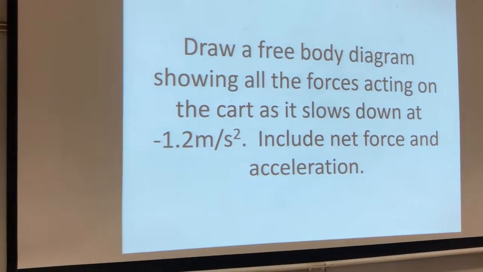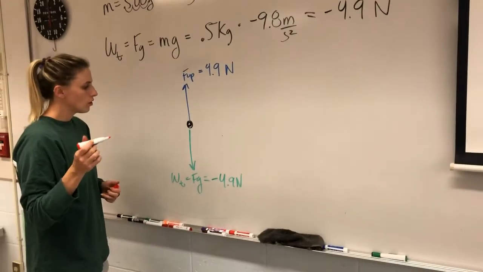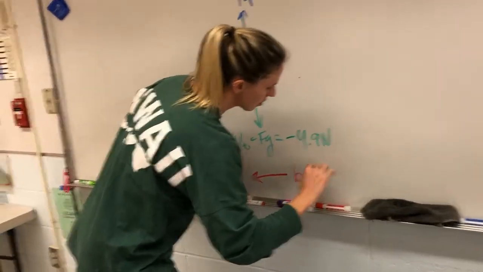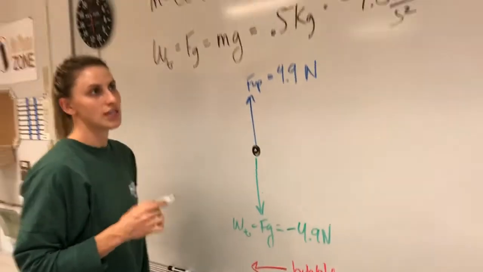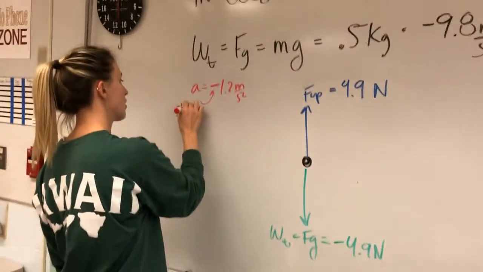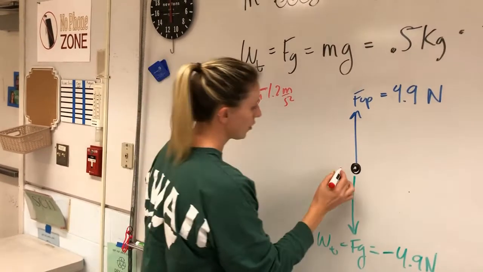What else do we got? It says, what happened to the bubble when the cart slows down? It goes backward. So the bubble goes back. And we know it's a negative acceleration, right? The acceleration is negative 1.2 meters per second squared. Negative means it's slowing down, going in the positive direction and slowing down. So we're going to draw that over here.